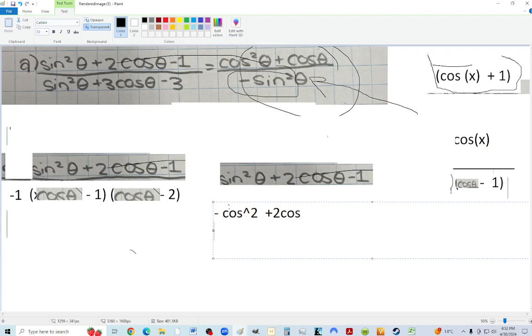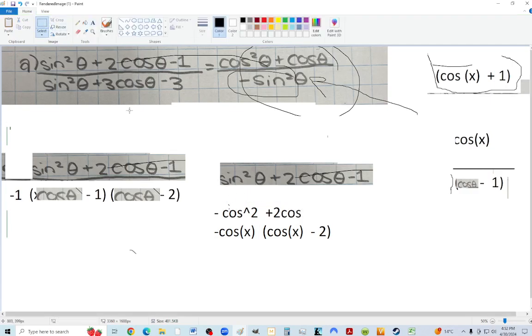I'm going to factor out a minus cos, which means I'm going to divide each by minus cos. And I'm left with cos minus 2, right? If I factor out a minus cos. If you don't believe me, expand it. You'll see it makes minus cos squared plus 2 cos. So that means the top here can be replaced with this.